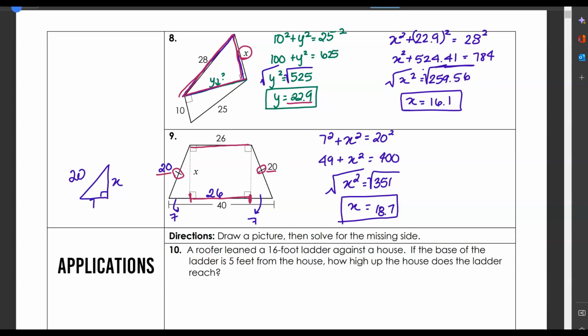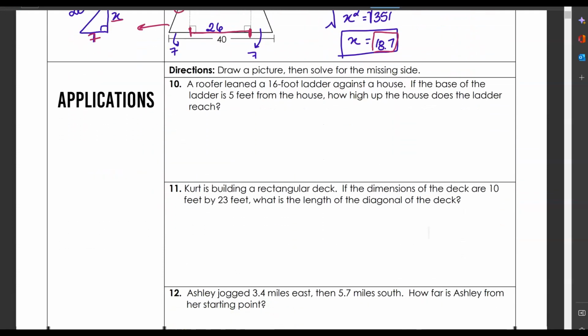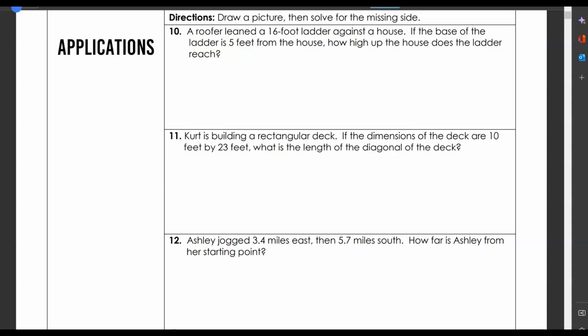So now that's that total distance of 40. So now I can break that off into a triangle where I have 20, the x value, and then that bottom leg as 7, and we calculate the x value to be 18.7. All right, let's take a moment to try out some application problems quickly.